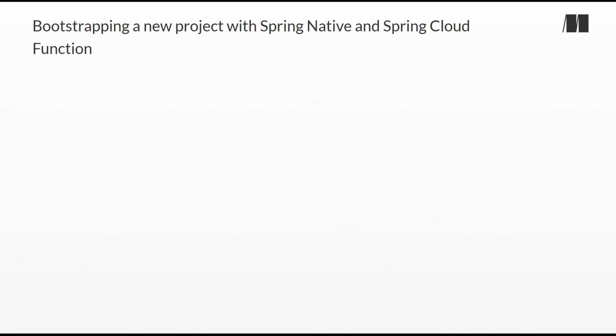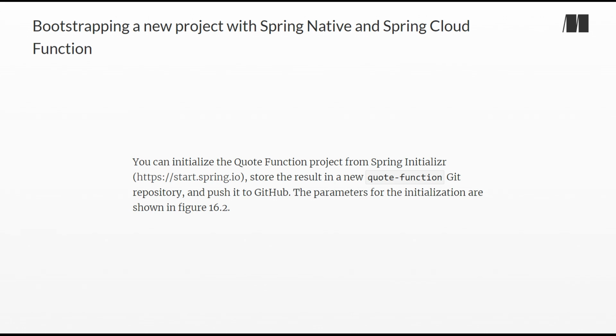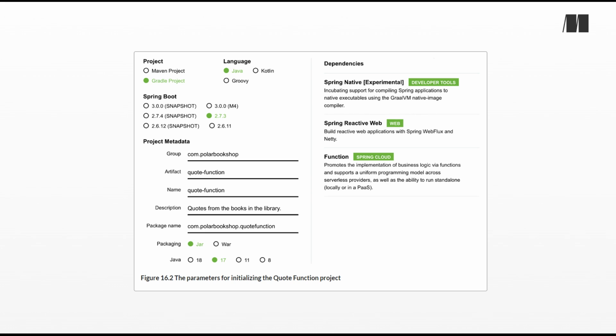Bootstrapping a new project with Spring Native and Spring Cloud Function. You can initialize the quote function project from Spring Initializr, start.spring.io, store the result in a new quote-function Git repository, and push it to GitHub. The parameters for the initialization are shown in Figure 16.2. Figure 16.2. The parameters for initializing the quote function project.